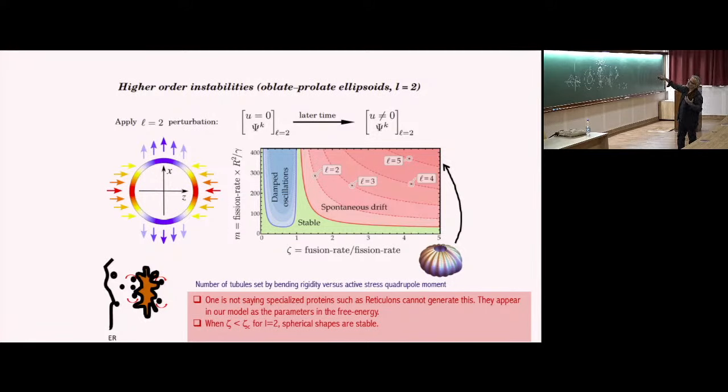Beyond this dashed line, you get an L equals 2 instability, namely it becomes an oblate ellipsoid. It's unstable towards that chapati-like formation. Then L equals 3 instabilities, L equals 4, and so on and so forth. So in this region, which includes the green one and this pink piece here, you have spherical shapes which are stable. In the green one, you have spherical shapes that are stable.